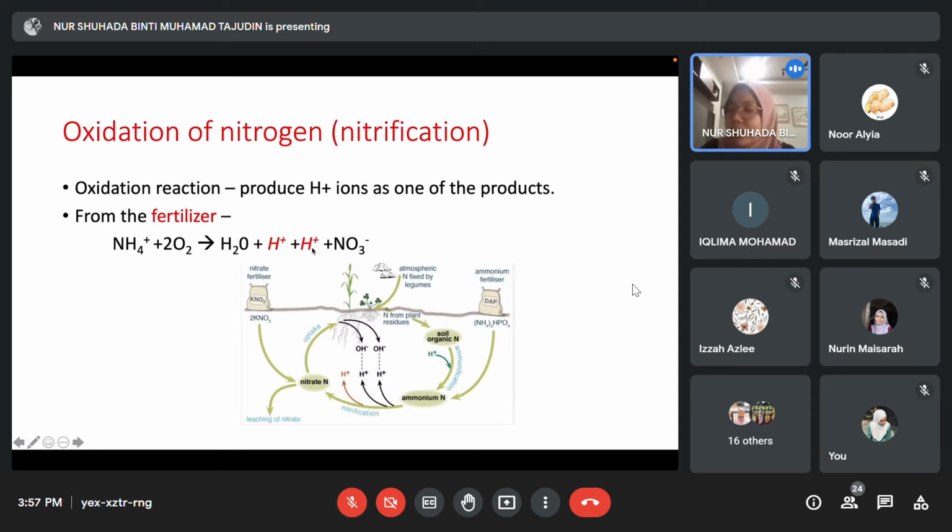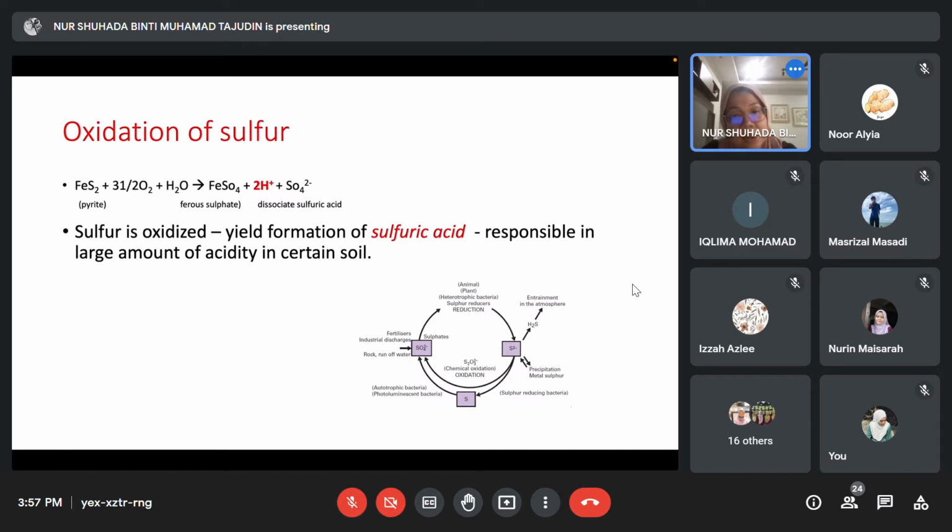That's why in oil palm plantations, when you talk about fertilizer, the soil, day by day or year by year, will become acidic because of this activity. When you put fertilizer, of course, it will acidify the soil. The same as sulfur.